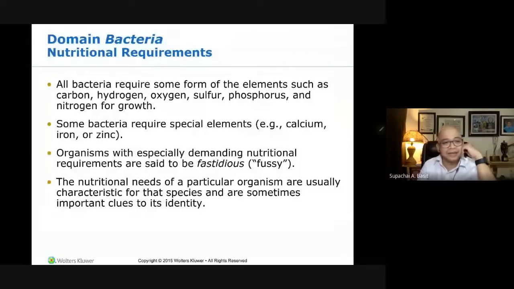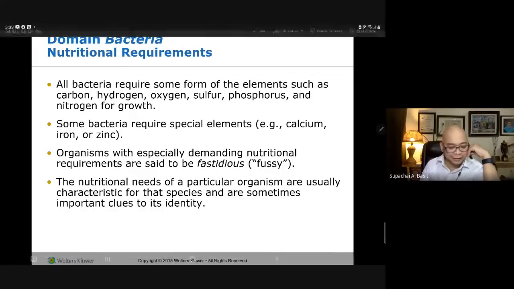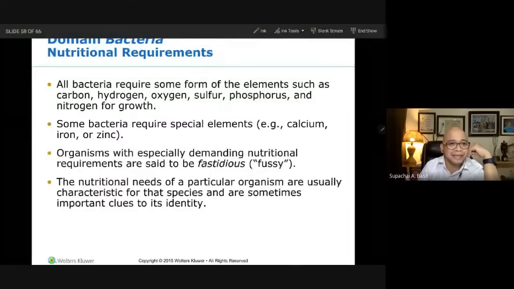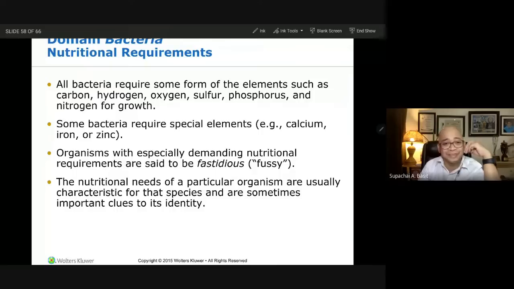As regards nutritional requirements, all bacteria require some form of elements such as carbon, hydrogen, oxygen, sulfur, phosphorus, and nitrogen for growth. Some bacteria would require special elements such as calcium, iron, or zinc. Organisms with special, demanding nutritional requirements are said to be fastidious, fussy, or demanding bacteria. So usually we grow them on blood agar plates.